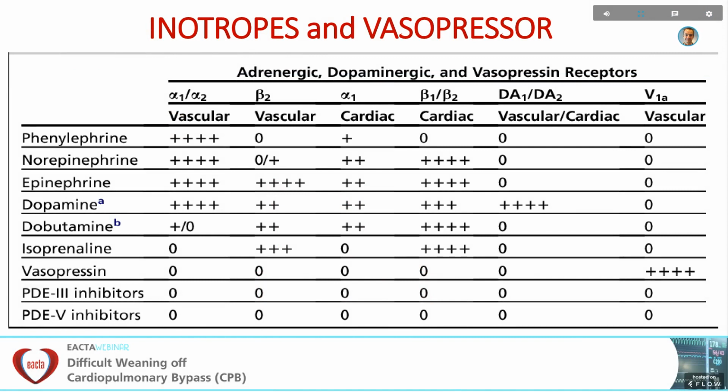Before moving into the topic, it's good that we remember how the inotropes work and what the main adrenergic, dopaminergic, and vasopressin receptors are, and where they are located, if they are located in the vascular district or in the cardiac district. This is crucial because when we decide to use one inotrope or another one, we have to know very well where they work.